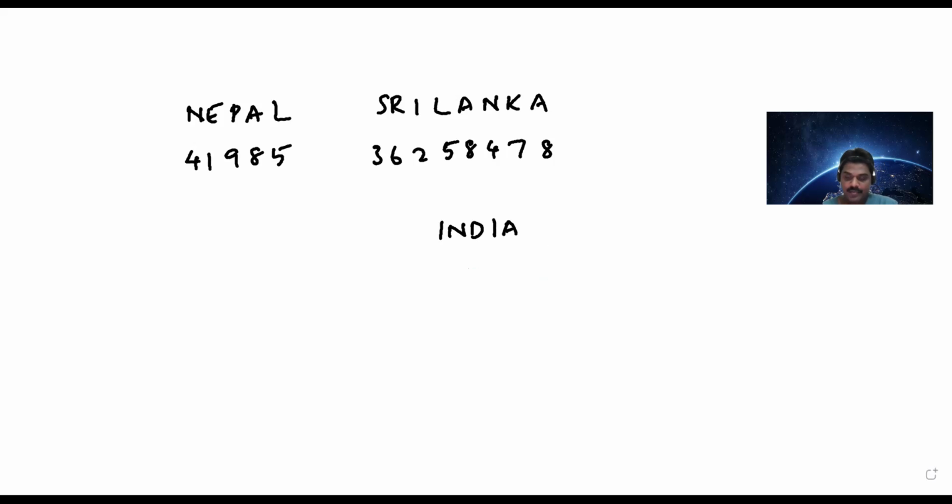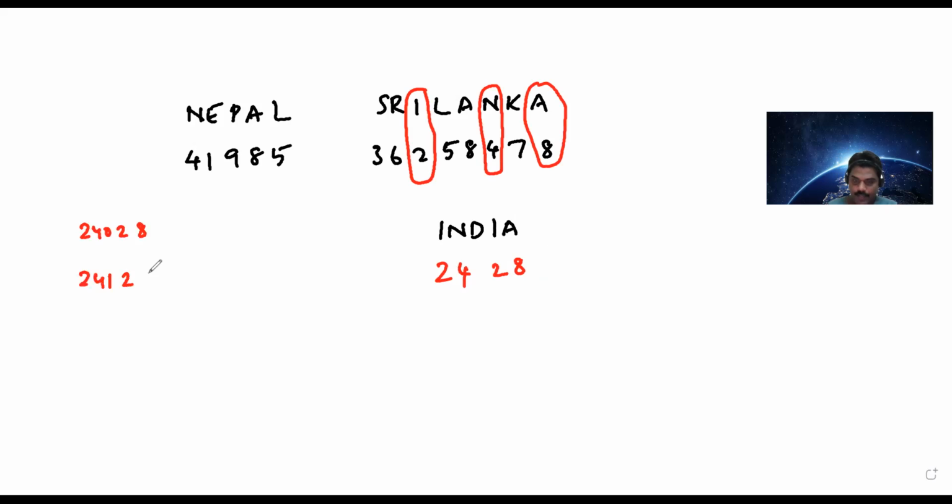So how do you find the code for India? So this is I. So I is 2, N is 4. You don't have D over here. So you have to choose from the options. I is again 2, A is 8. So the given options are 24028, 24128, 24528, 42028. As we are starting with 24, this option over here doesn't hold good.